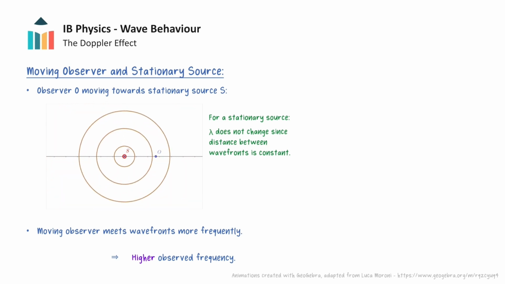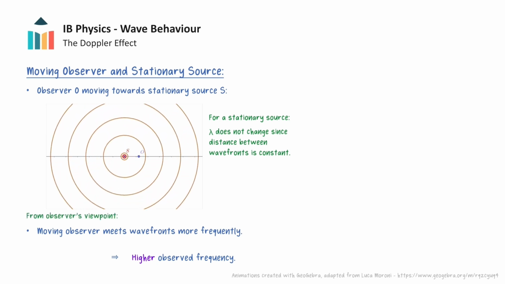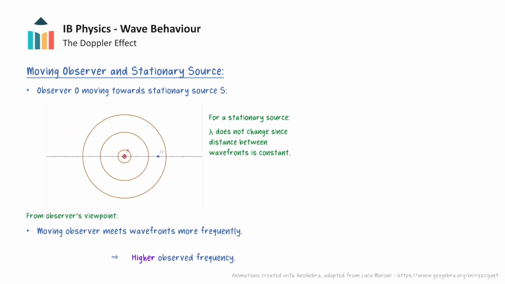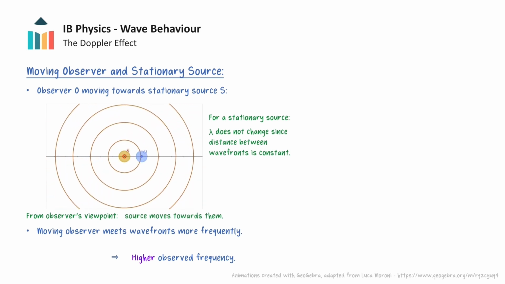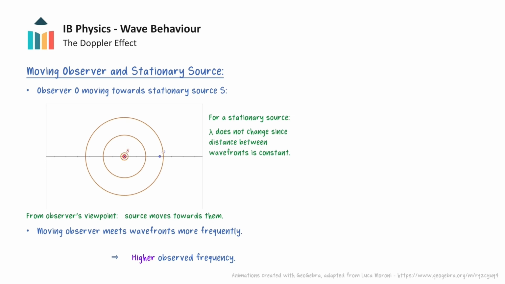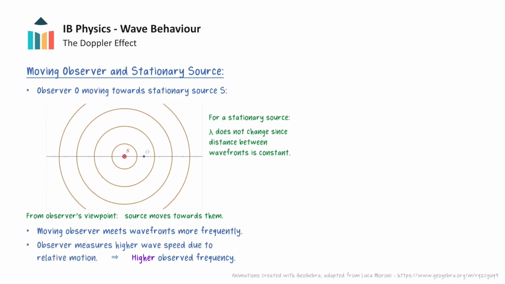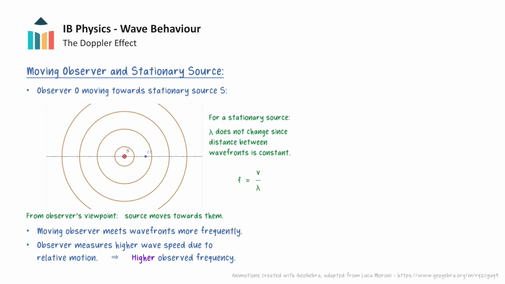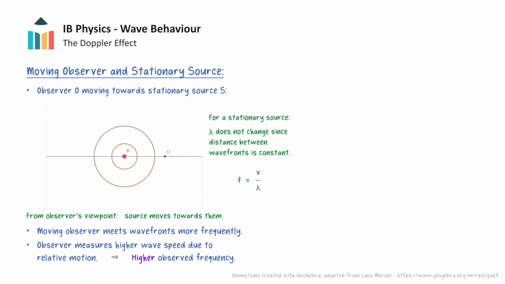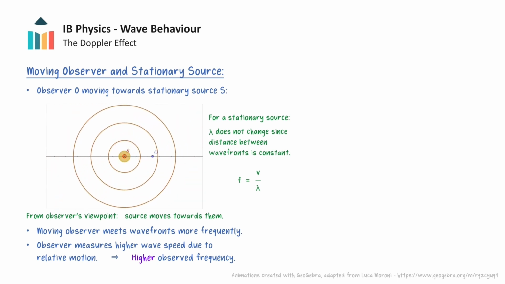We can view this in terms of relative velocities. From the observer's point of view, the wavefronts appear to be moving toward them at a speed equal to their speed plus the speed of sound, even though the source is stationary from an outside perspective. So this observer will measure a higher effective wave speed due to this relative motion. Then from the wave speed equation, the observed frequency must be greater than the emitted frequency.